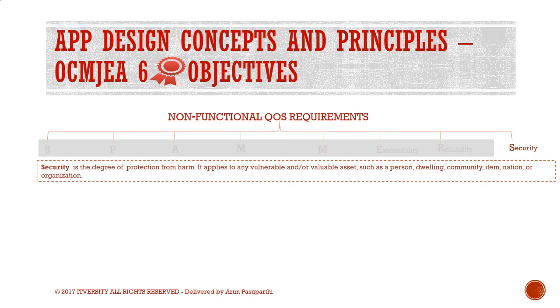This is by far the most important aspect of the OCMJEA exam. That is why, if you recollect all of the exam topics, there is a separate topic in itself called security, where you will have to understand various security aspects that Java EE offers for you as an architect when you are developing and designing the systems.